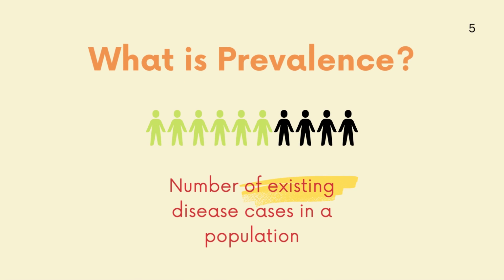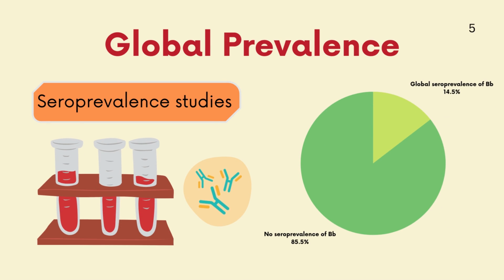Now we will talk about the prevalence of Lyme disease across the world. Prevalence is the number of existing disease cases in a population, also known as the burden of disease. It considers the whole population rather than a subset of individuals who are at risk. An effective method to determining disease prevalence is using serology tests.